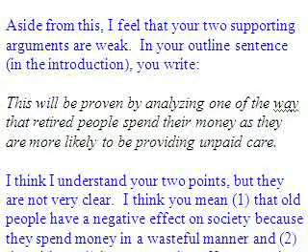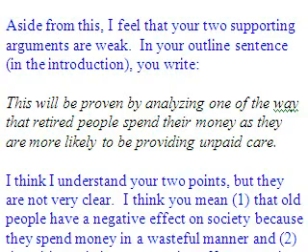Okay, now we come to the outline sentence. And my comment to them was, aside from this, I feel your 2 supporting arguments are weak. In your outline sentence, in the introduction, you write, now here's the student's outline sentence in black. This will be proven by analyzing one of the way that retired people spend their money, as they are more likely to be providing unpaid care.